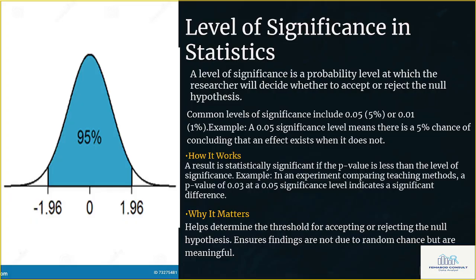And what do we mean by that? Look at the example. A 0.05 significance level means that there is a 5% chance of concluding that an effect exists when it does not. It simply means out of 100, if 95 are true, 5 may not be true. That's what it's trying to say. It's like you are giving chance for outliers.